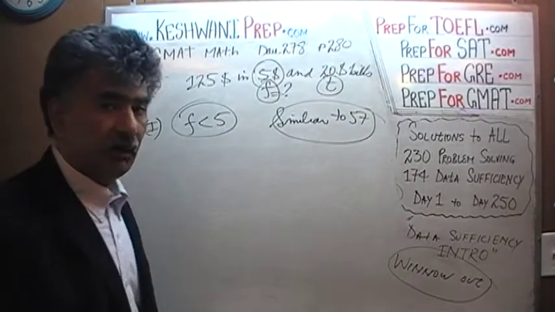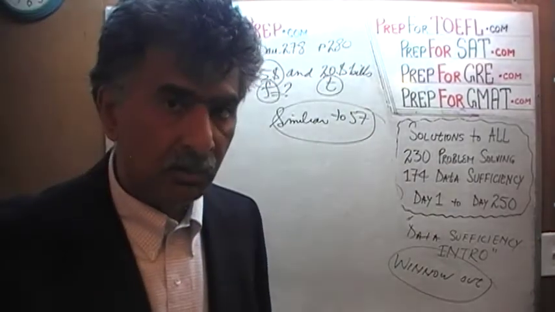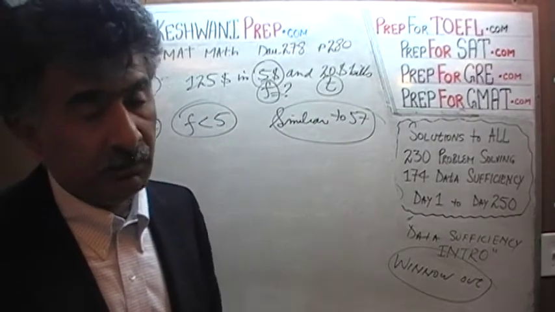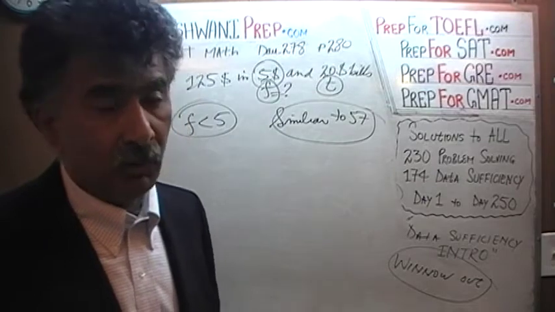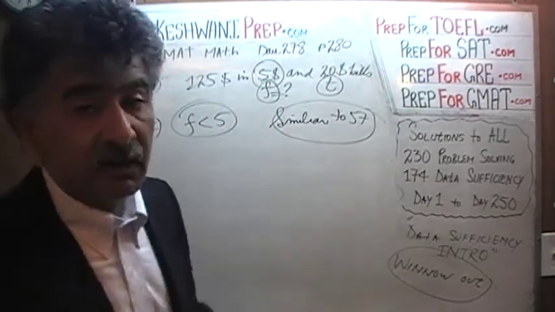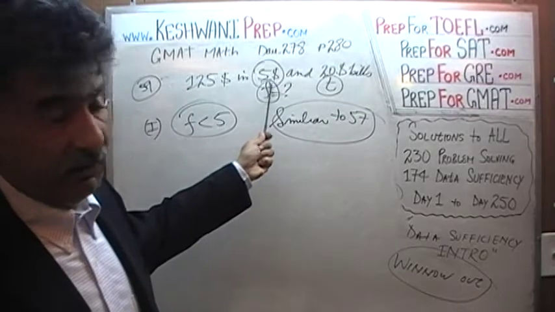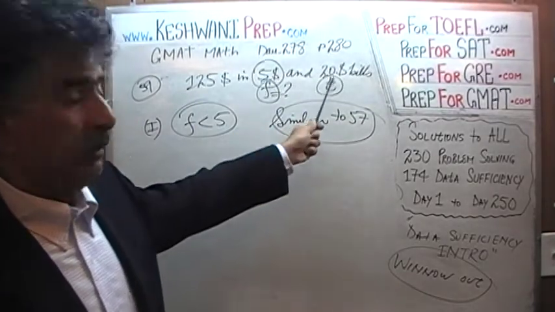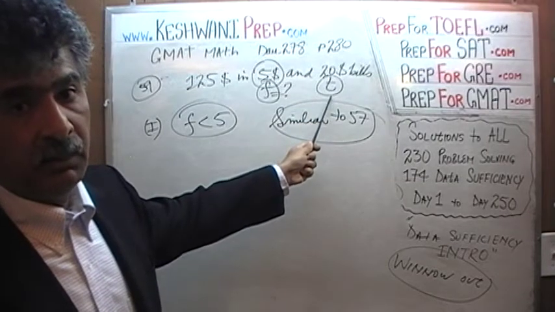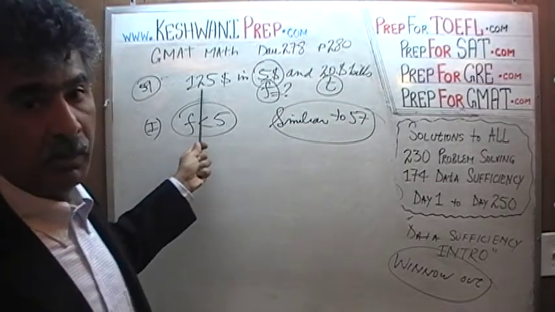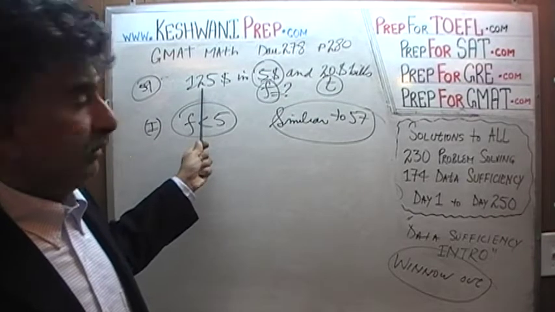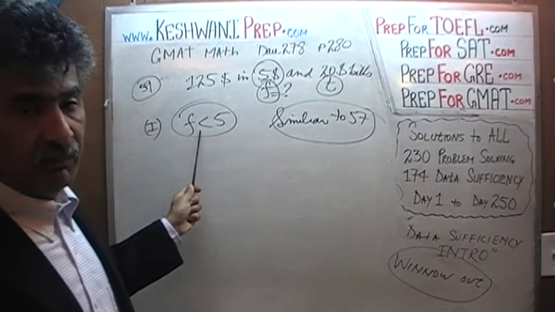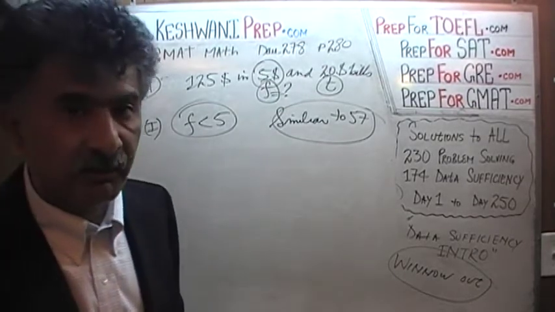If you recall, in 57 we had the exact same scenario. Instead of $5 bills and $20 bills, we had gift certificates. You can think of gift certificates as dollar bills, or these dollar bills as gift certificates. Here we have $5 gift certificates and $20 gift certificates. We are representing the number of $5 gift certificates with letter F and the number of $20 gift certificates with letter T. We are told that we sold a total of $125 worth of gift certificates. The first statement says the number of $5 gift certificates sold is less than 5. Let's see if that statement is enough to answer the question.